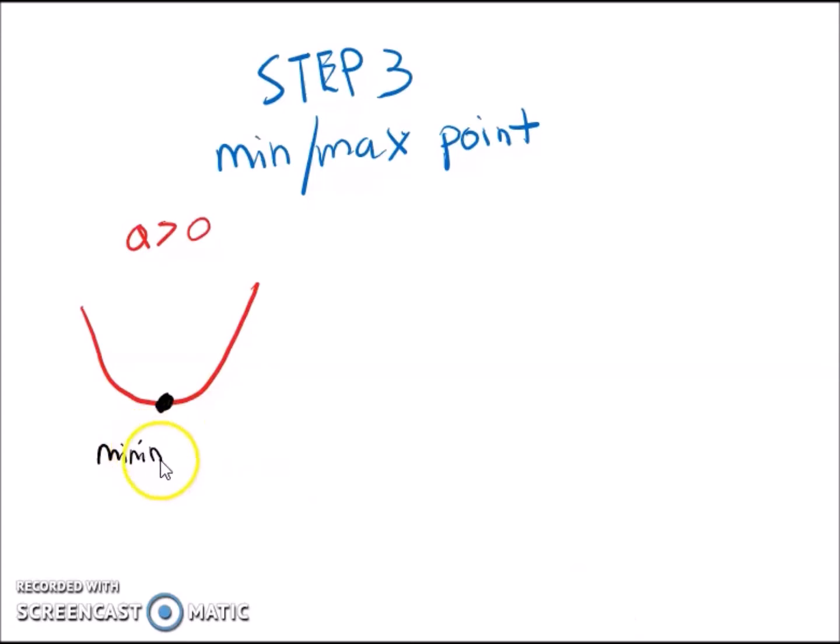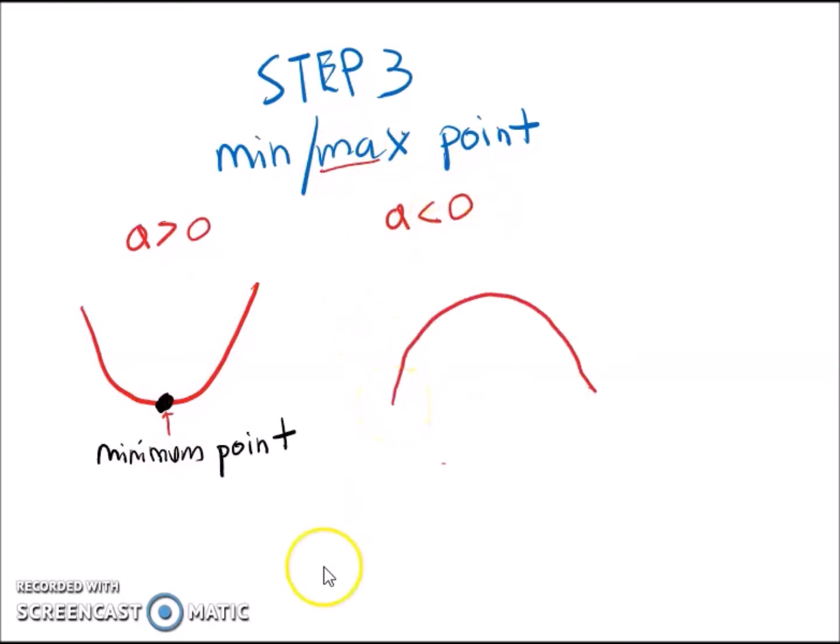This is the minimum point that we get over here at this point. If you have a maximum point, it means the a value is less than 0, which means you are having a sad face like this, and the point will be here, the maximum. So this is the maximum point.